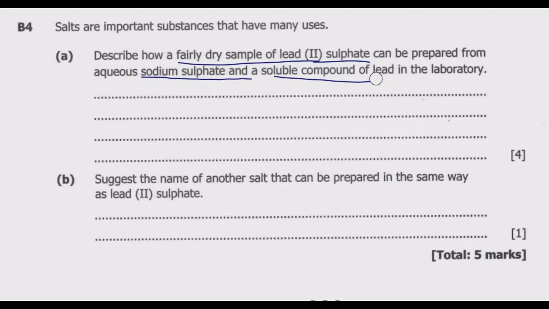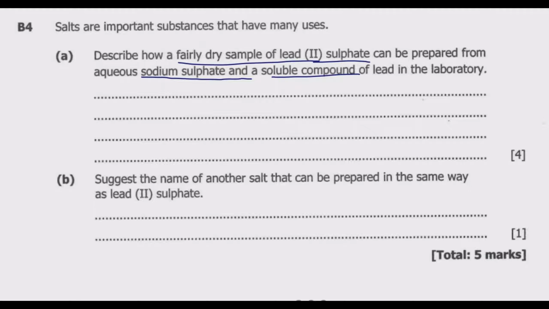So the first question that we need to ask ourselves is, what are soluble compounds of lead in the laboratory? When you look at the soluble compounds of lead, which should in this case be a salt, there is only one lead salt which is soluble in water, and this is lead nitrate. So the solution must contain nitrate, or lead nitrate, which we need to use as the soluble compound.